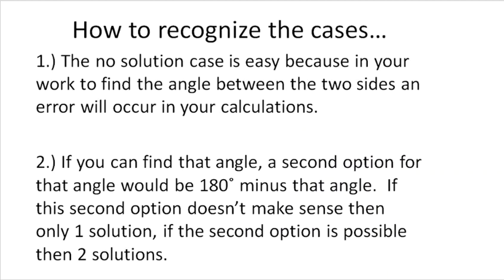So how do you recognize this? Well, first off, the no solution case is really easy, because when you go to your calculator, it's going to tell you no solution. So you pretty much know right away it's not possible. The second scenario is that if there is a second option, then you take the first angle you get and do 180 minus that angle. And then this will tell you if there is a second option available. Now listen, I can sit here all day and talk about the ambiguous case, but until we look at some examples, you're never going to understand it.